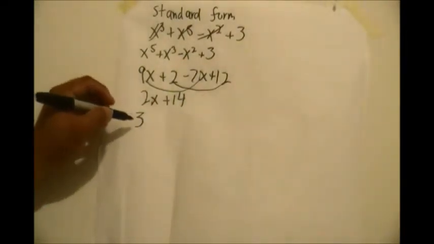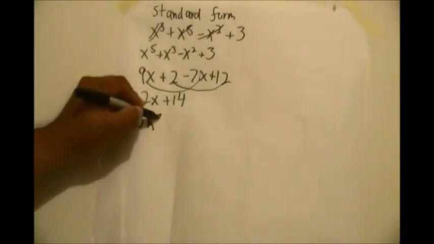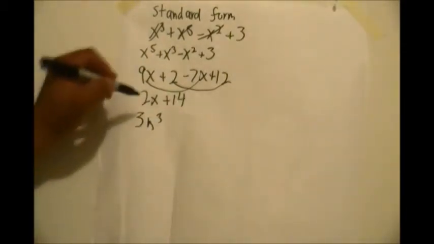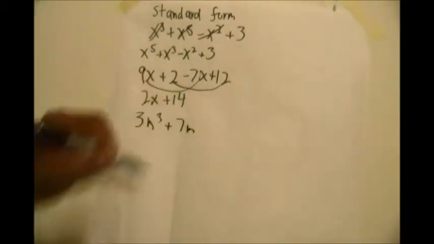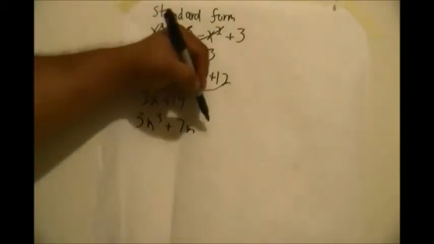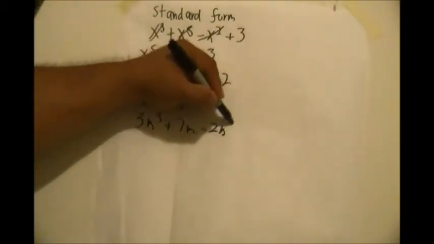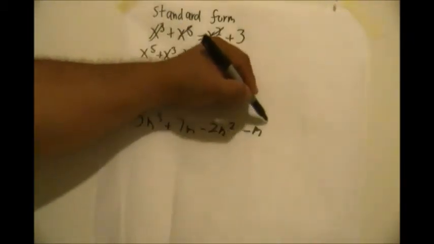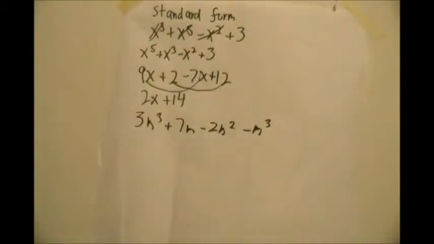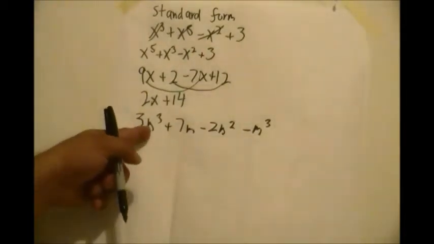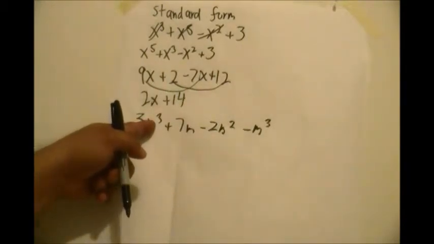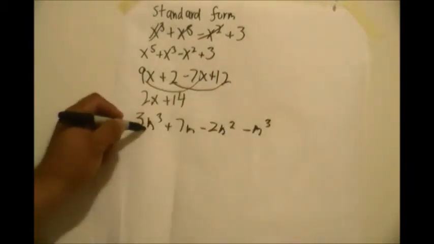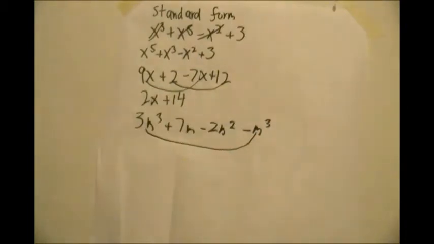Say 3m cubed plus 7m minus 2m squared minus m cubed. Okay, let's combine like terms, okay? So, are there other m cubed terms? Here's 3m cubed, and here's minus m cubed. So you can combine those.